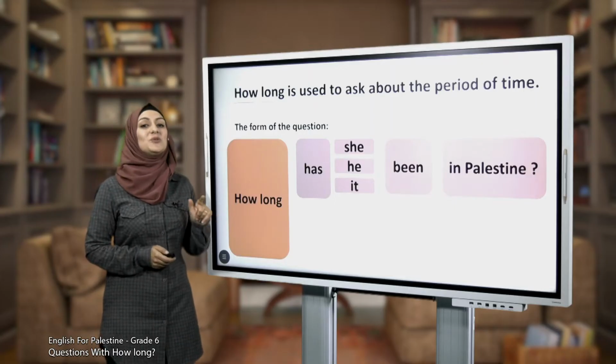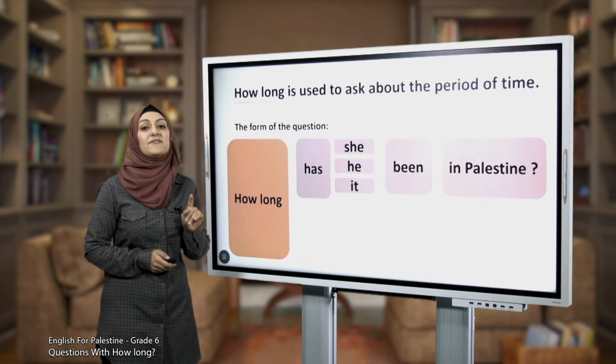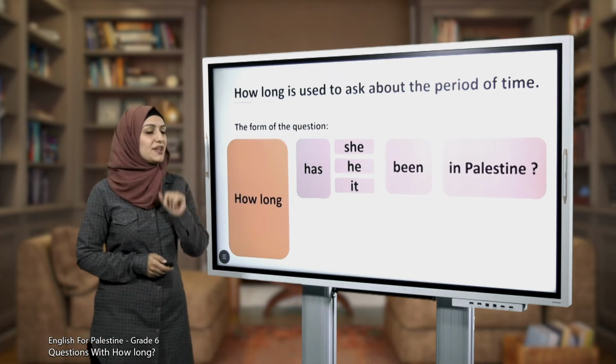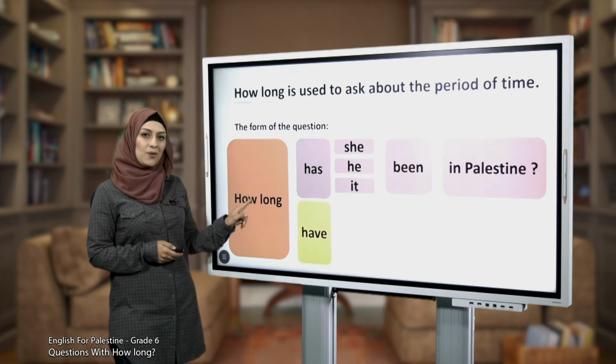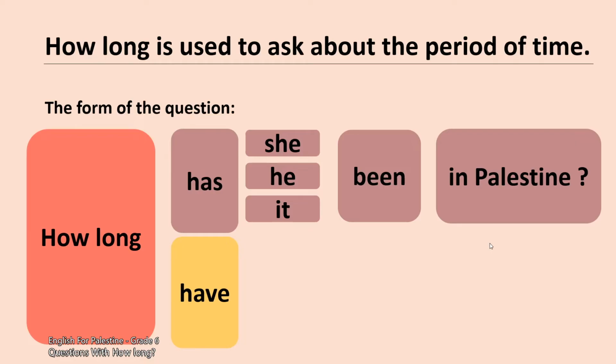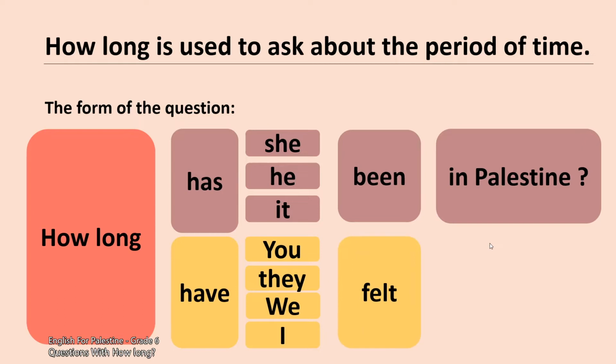And now, how do we form the question with how long if the subject is plural, more than one person, or the subject is I? Let's see. We use how long at the beginning. Then we put have, of course, if we have you as a subject, or they, we, or I. So we say, how long have I felt sick? And the question mark. How long have they felt sick? How long have you felt sick?